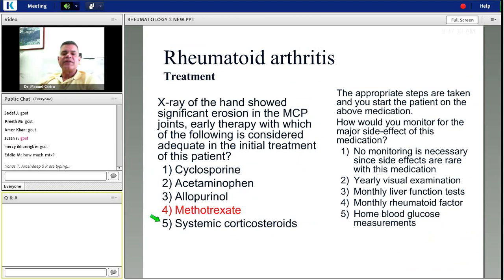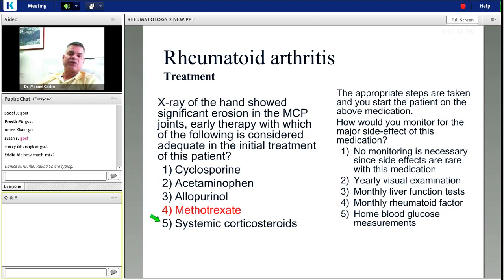So now let's see here. The appropriate steps are taken, and you start the patient on the above medication. And the above medication is methotrexate, right? You don't have to know doses, Eddie. You don't have to know how much. It's twice a week. The appropriate steps are taken, and you start the patient on the above medication, which is methotrexate.